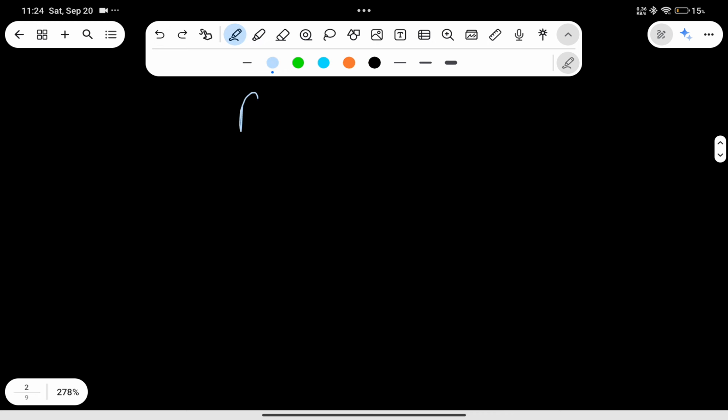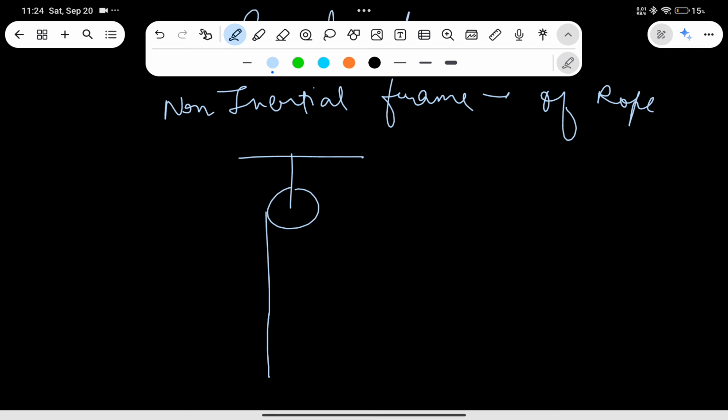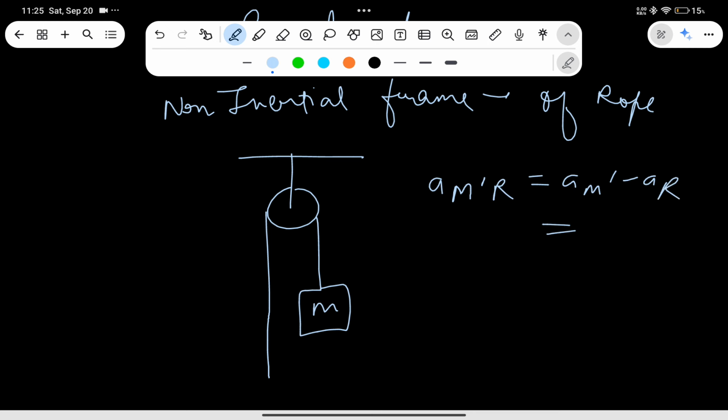Now let me solve it with pseudo force. You'll see that both of them will result in the same thing. First of all I'm going to select the non-inertial frame, which will be the frame of the rope. For the non-inertial frame we'll draw the pulley again, the monkey and the block. The acceleration of block m with respect to the rope will be acceleration of m minus acceleration of rope. The acceleration of m was the acceleration of the rope only, so subtracting them I'll get 0.